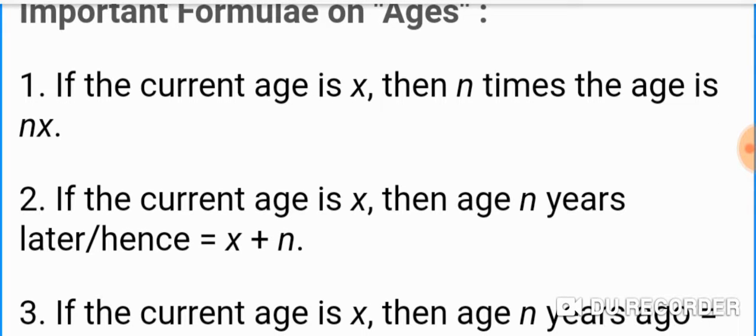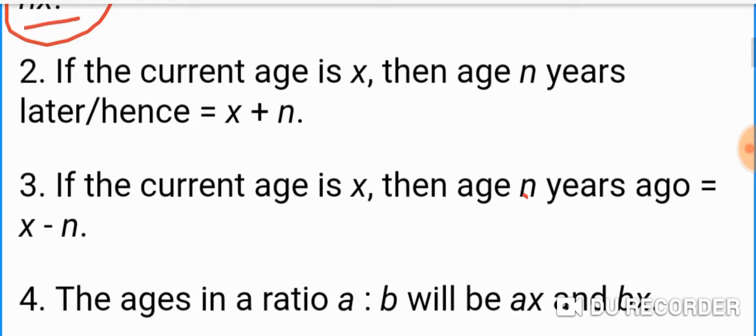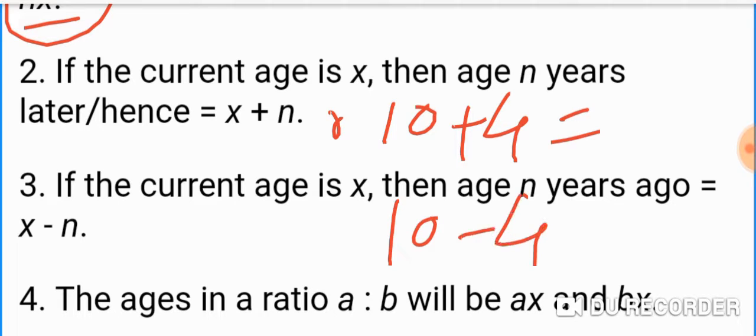First one is, if current age is x, then n times the age is nx. That's very simple. Then age after n years should be x plus n. Suppose today's age is 10. Age after 4 years should be plus 4, and before 4 years should be 10 minus 4, or x minus 4.